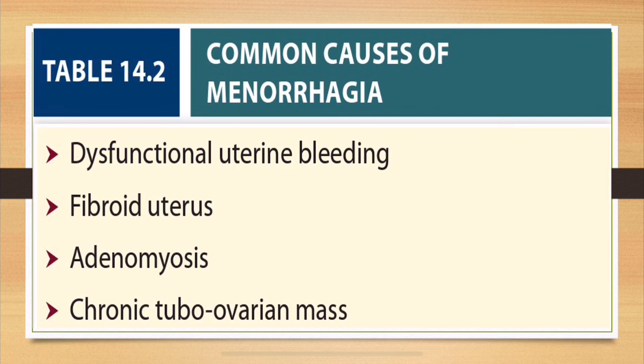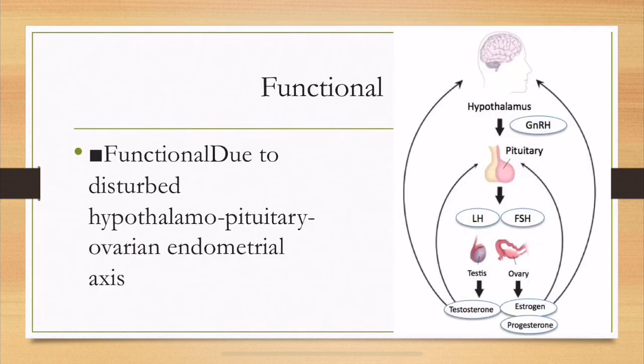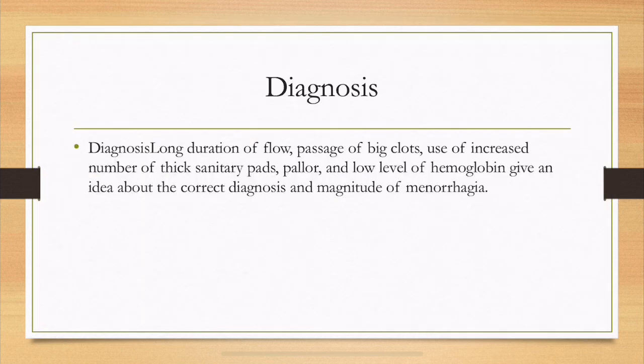Fibroid uterus, we have discussed. Adenomyosis, chronic tubo-ovarian mass, it is just a revision again. DUB is the new one here. Now we move on to the diagnosis. How do you diagnose menorrhagia?